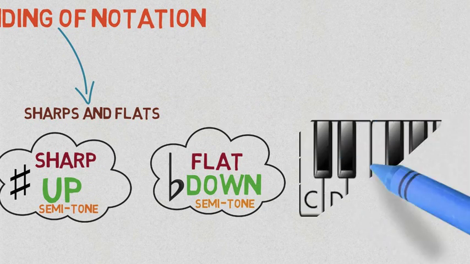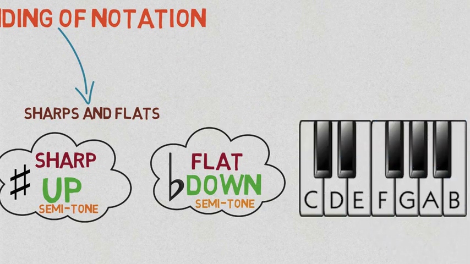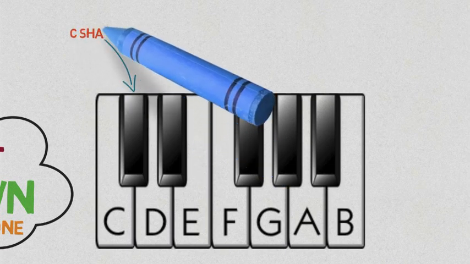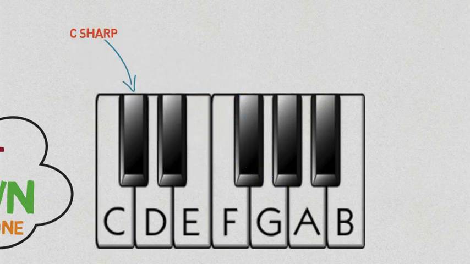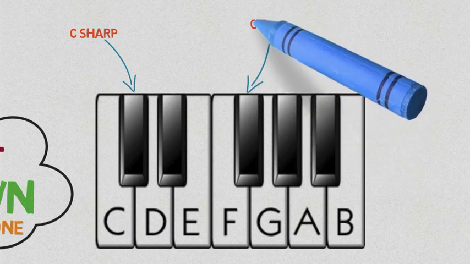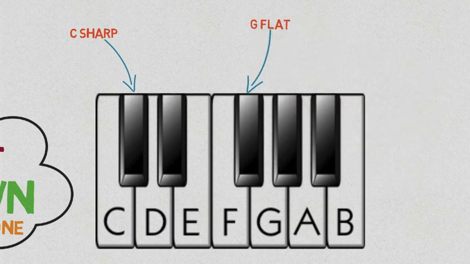To visualise this, let's turn again to the piano keyboard. Look at the note C. If we want to sharpen C, we go up a semitone to C sharp. If we want to flatten G, we go down a semitone to G flat. Equally, if we wanted to sharpen F, we would go up a semitone, and this black note would then be called F sharp.